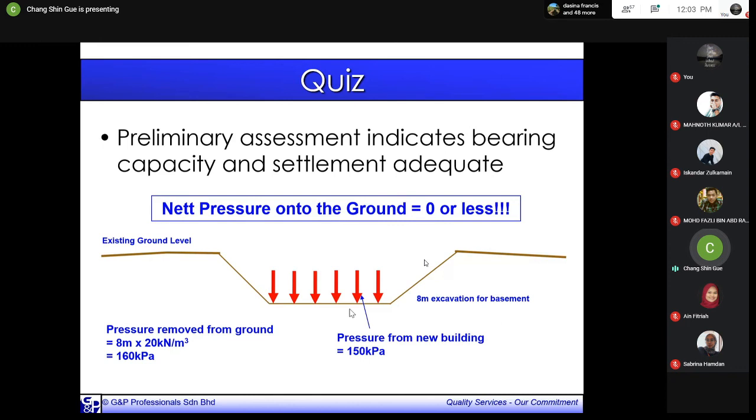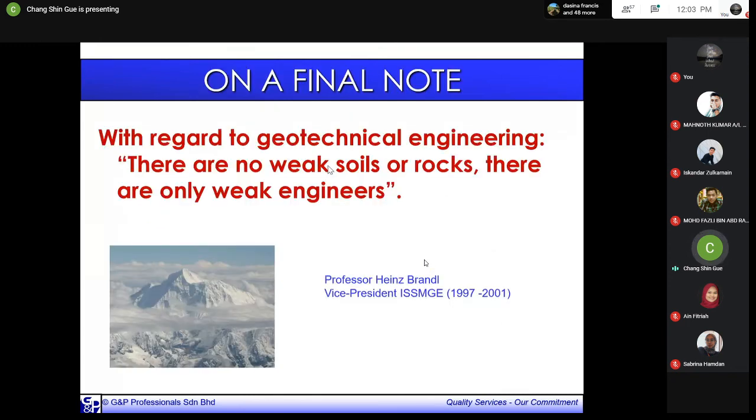On a final note, with regard to geotechnical engineering, there are no weak soils or rocks, there are only weak engineers, which is a quote from Professor Heinz Brandl, who was a vice president of the International Society of Soil Mechanics and Geotechnical Engineering.